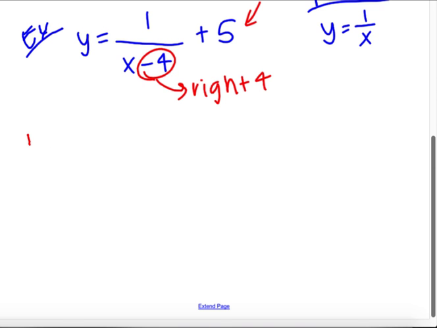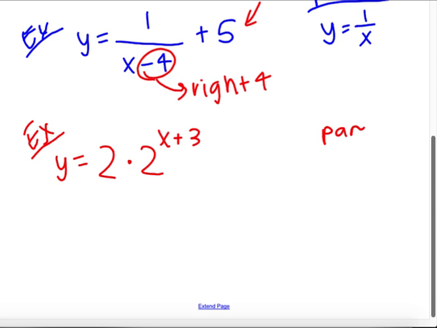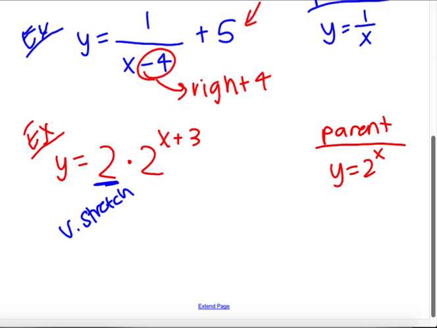Another example, just to give you a few, would be y equals 2 times 2 to the x plus 3. So the parent function here, whatever the base is, is part of the parent function in an exponential graph. So exponentials have an unlimited number of parent functions. So we'll say y equals 2 to the x is that parent function. So the 2 out in front is going to be a vertical stretch by a factor of 2, and the plus 3 is going to move it to the left 3 because it's lined up with our x.